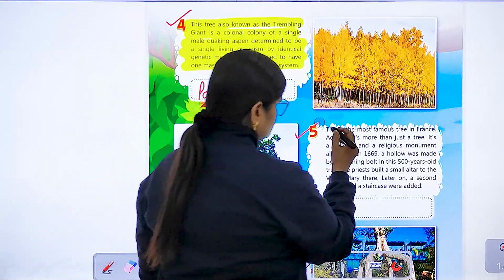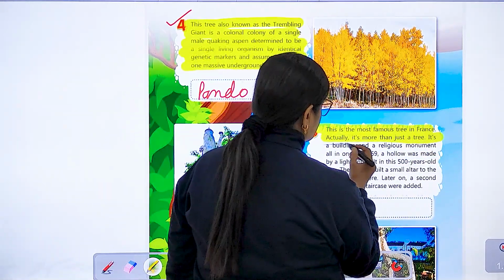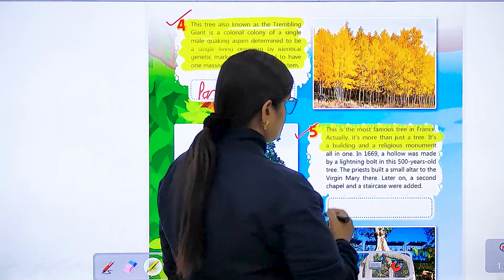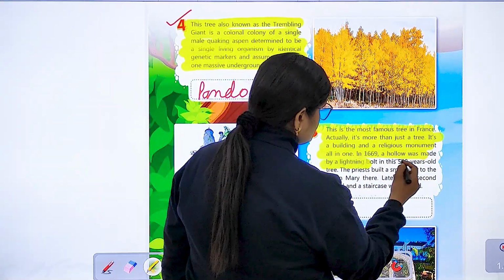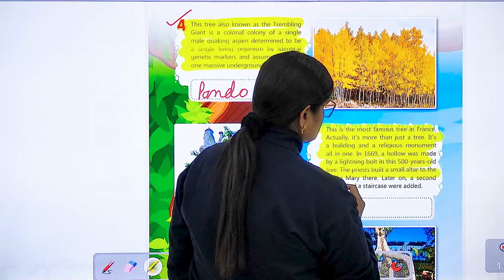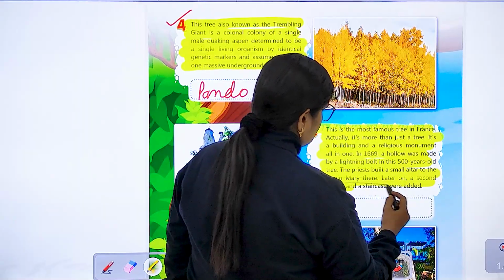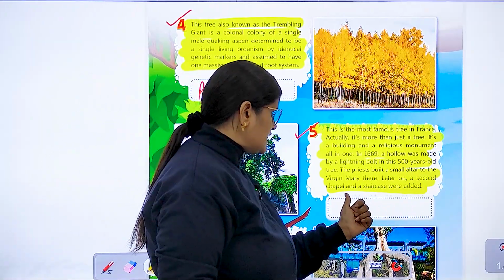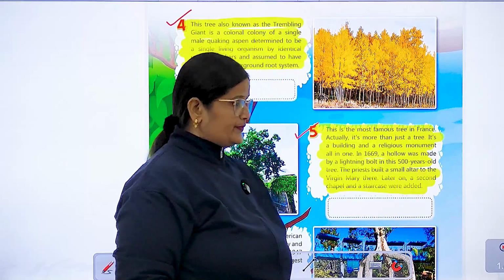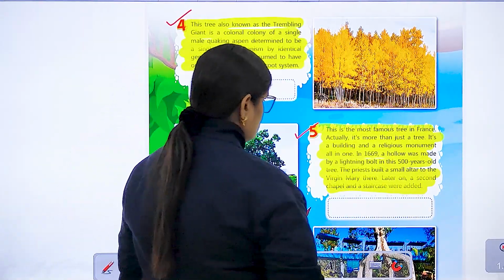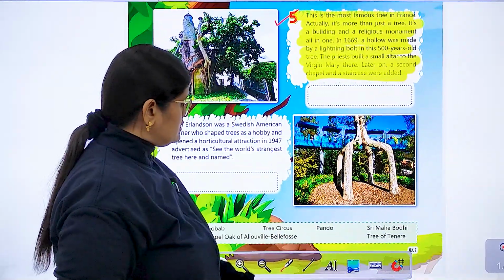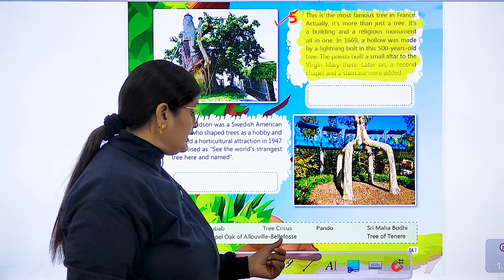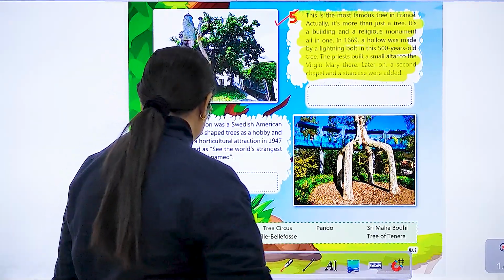Number 5. This is the most famous tree in France. Actually, it's more than just a tree. It's a building and a religious monument all in one. In 1669, a hollow was made by a lightning bolt in this 500 year old tree. The priest built a small altar to the Virgin Mary there. Later on, a second chapel and a staircase were added. Okay, so number 5 is the Chapel Oak of Allouville-Bellefosse.